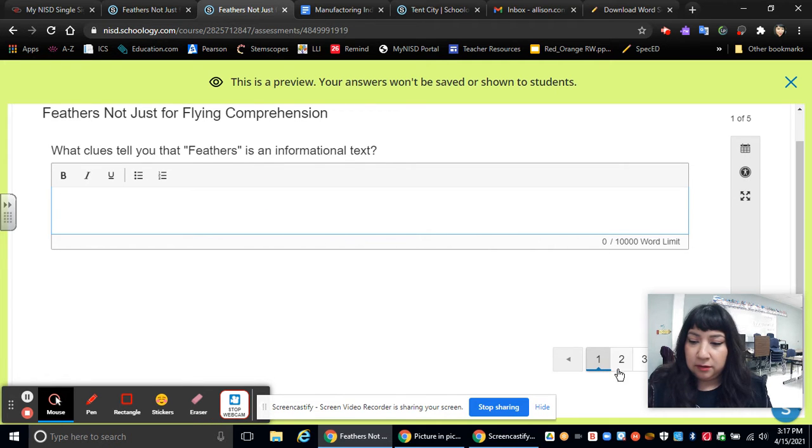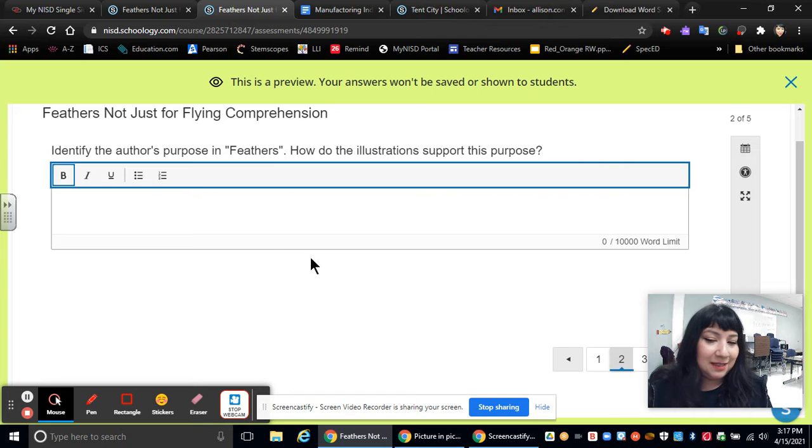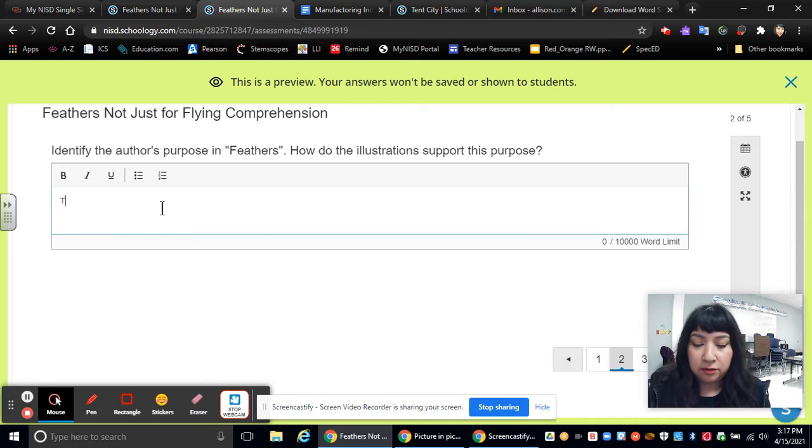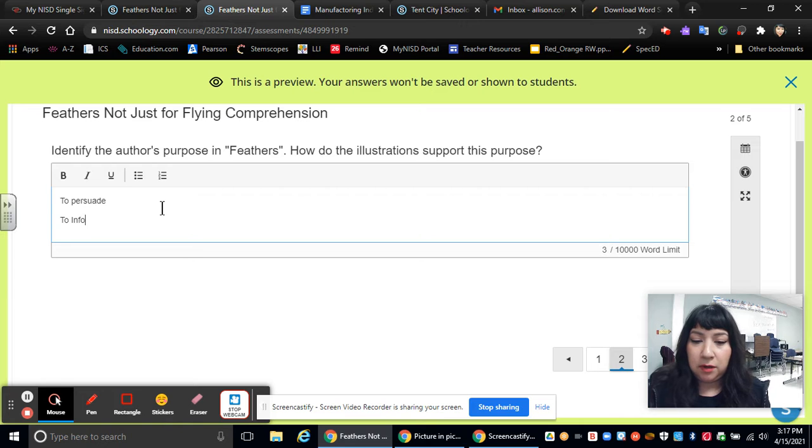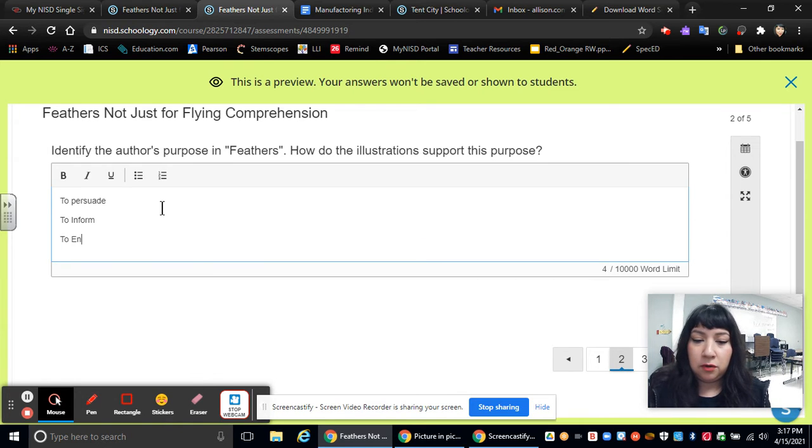On number two, you're going to identify the author's purpose, which your choices are to persuade, to inform, or to entertain. PIE, P-I-E. Really, it should be lowercase. To persuade is to convince somebody of something. To inform is to give information. And to entertain is to entertain, like a funny story or like a fairy tale.